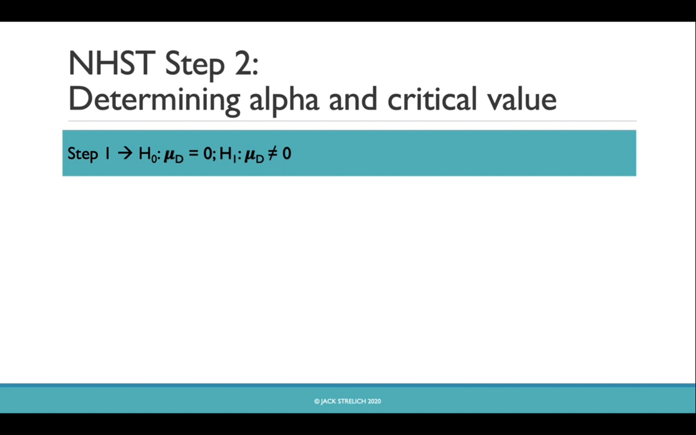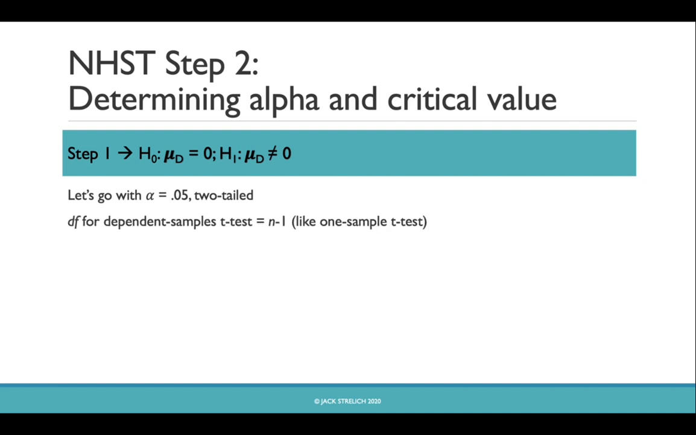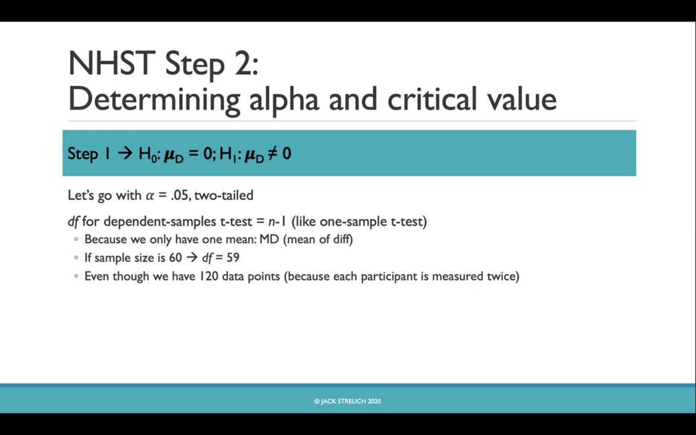Now that we have our null and alternative hypothesis, it's time to determine alpha and from it our critical value. So, let's go with an alpha of 0.05 and, as I already discussed, a two-tailed test. Degrees of freedom for dependent samples t-tests is equal to n-1, just like for a one-sample t-test. And this is because we only have one mean, m sub d, the mean of difference scores. So in this case, if we assume that our sample size is 60, our degrees of freedom will be 59. And this is the case even though we actually have 120 data points, because each participant was measured twice. Remember, n is the number of participants, not the number of observations.